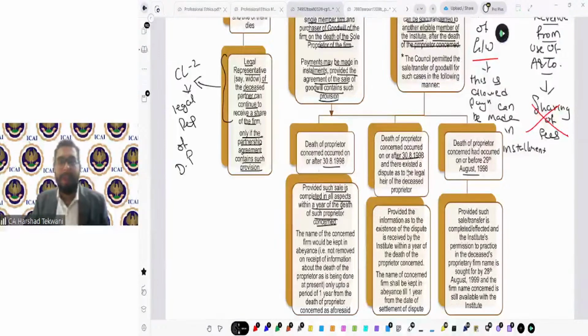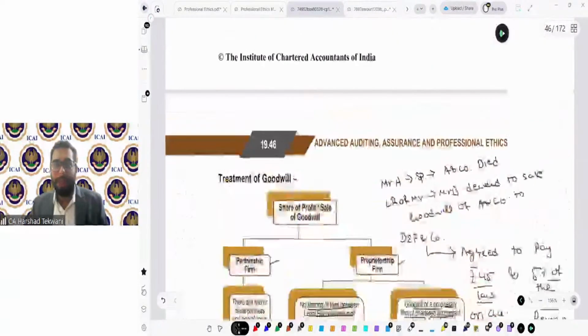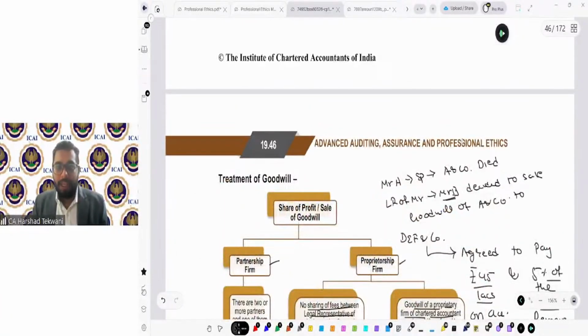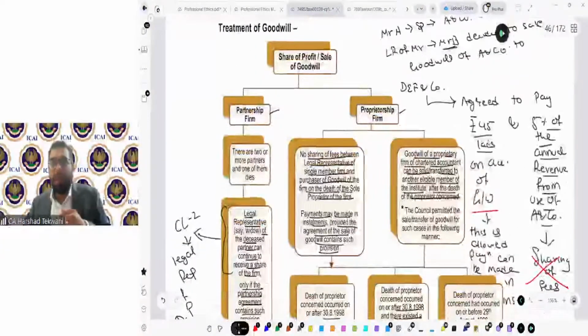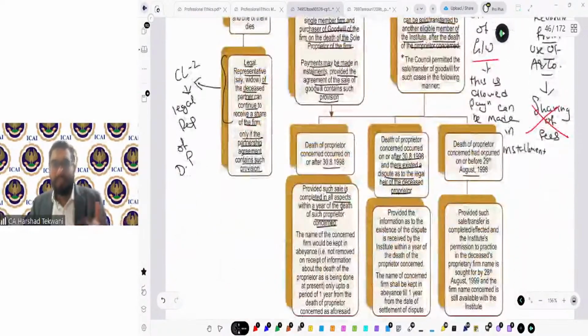If the death of the proprietor concerned occurred after 30/8/1998 and there existed a dispute among the legal heirs of the deceased proprietor. For example, here Mr. B, who are the legal representatives. Now there is a dispute. Who is the legal heir of Mr. A? Who is required to complete everything within 1 year?